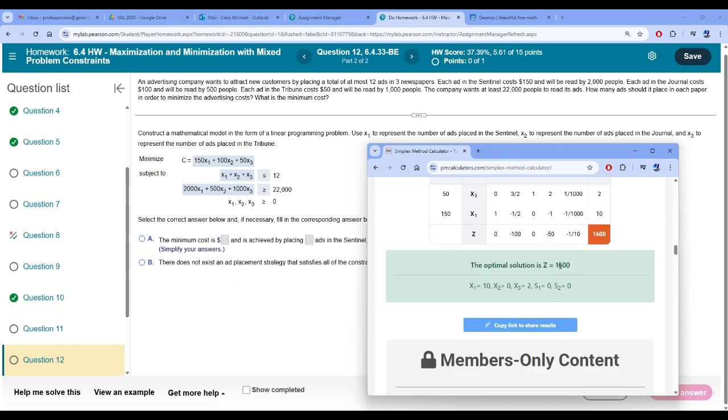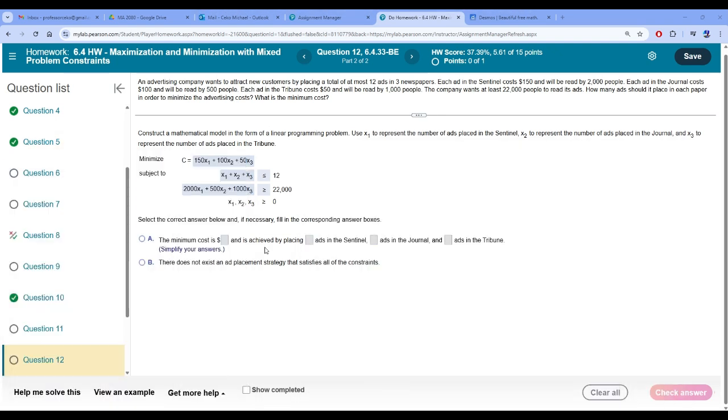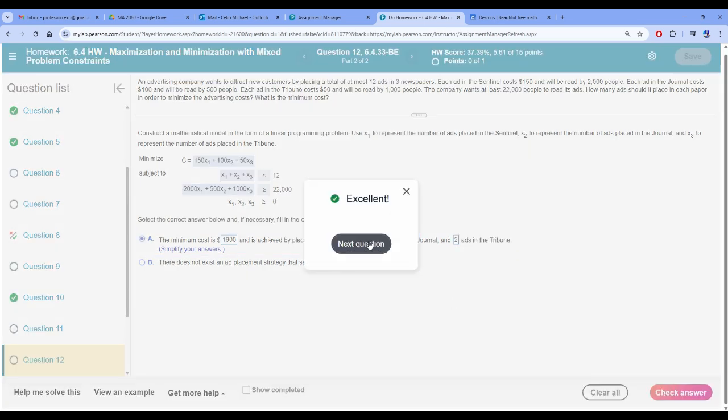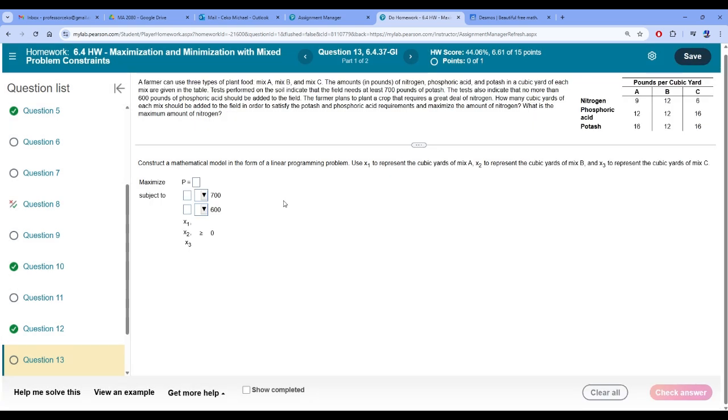So the minimum cost would be 1,600 with 10 at the first one and 2 at the third one. So it's going to cost a minimum of 1,600 and is achieved by placing 10 in the first one, 0 in the second one, and then 2 in the third one. Cool, right? All right, a few more questions.